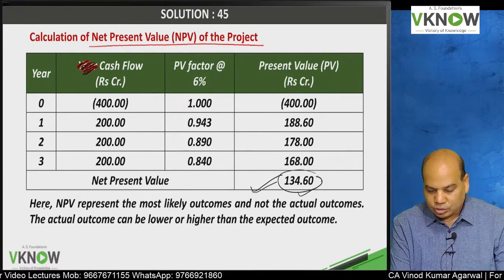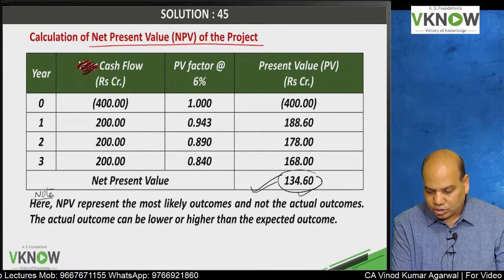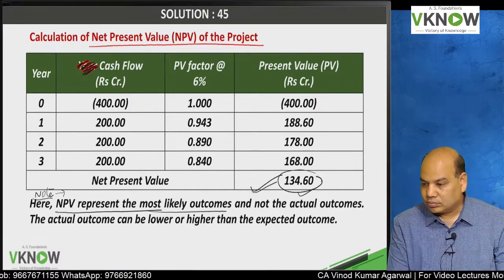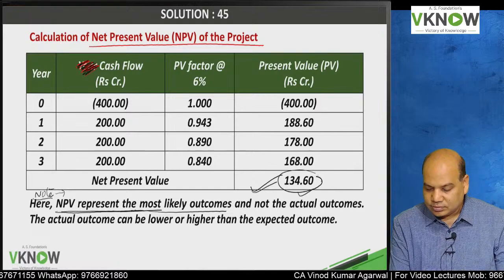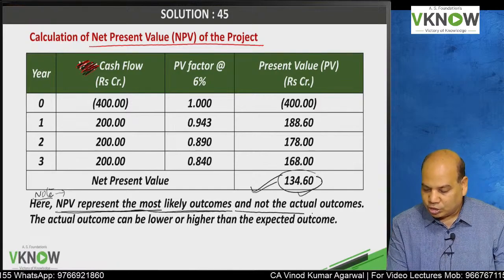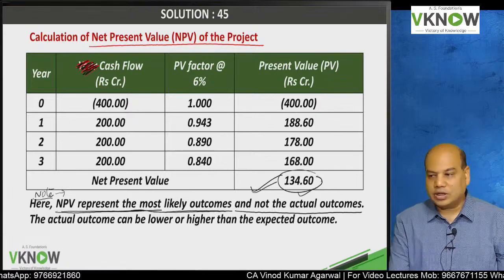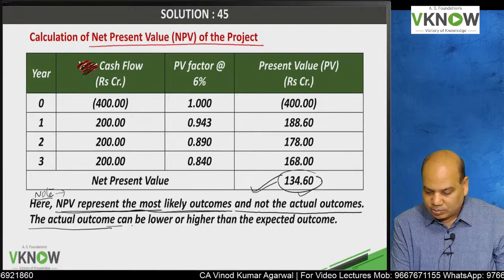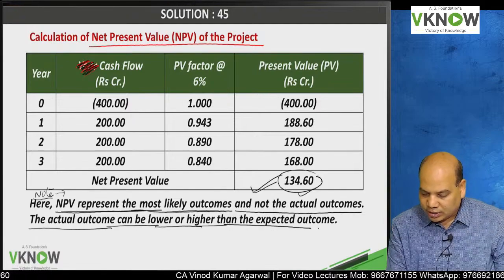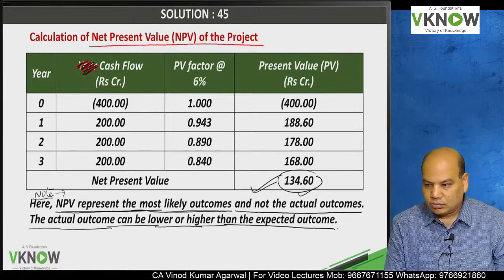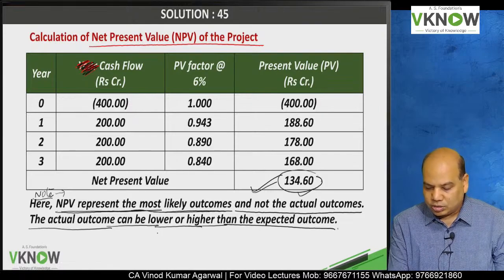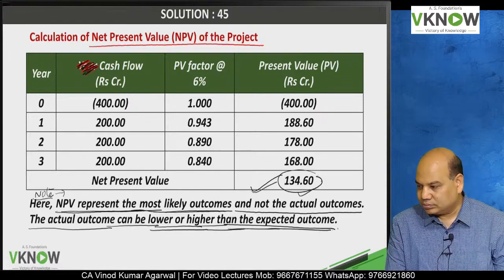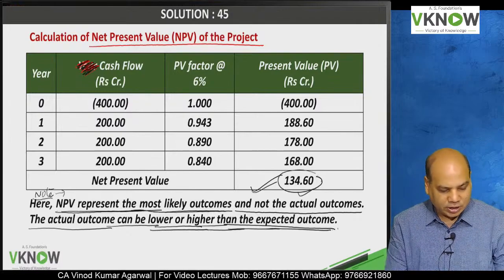There is a note, write down. NPV represents the most likely outcome and not the actual outcome. The actual outcome may be lower or higher than the expected outcome.